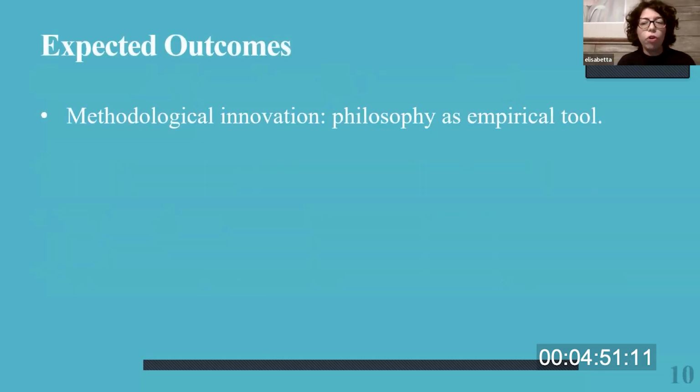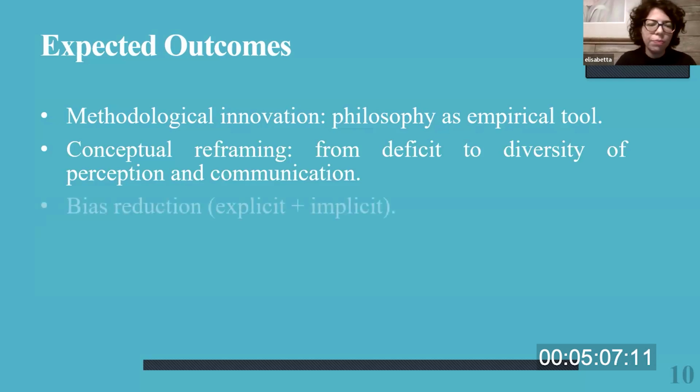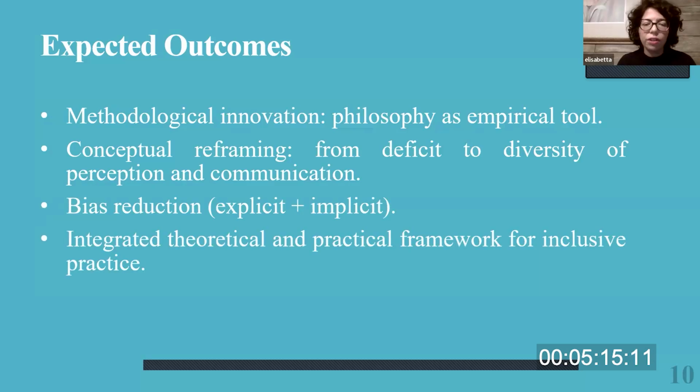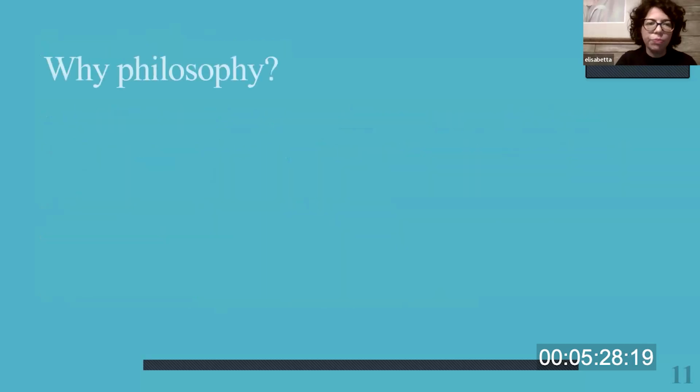So now I want to show you instead the expected outcomes. We expect a methodological innovation, so philosophy as an empirical tool, conceptual reframing from deficit to diversity of perception and communication, bias reduction, including explicit and implicit attitudes, and an integrated theoretical and practical framework for inclusive practice. And the last outcome we expect is a cultural shift in public narratives of autism.